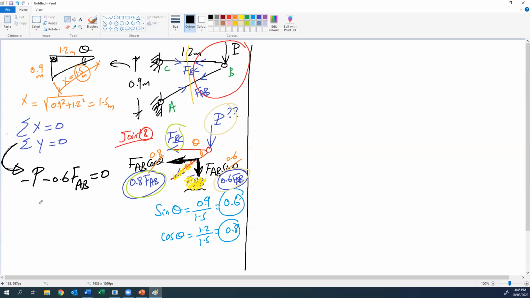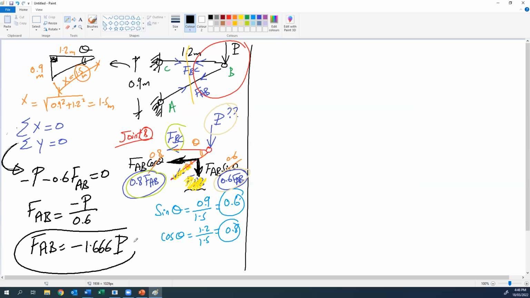From this equation, we find that FAB equal to minus B divided by 0.6. So FAB is negative 1.666B. And I will call this equation 1. So equation 1, we get that FAB is negative 1.666B. So this is what we call it. We find the force in FAB in terms of the unknown.